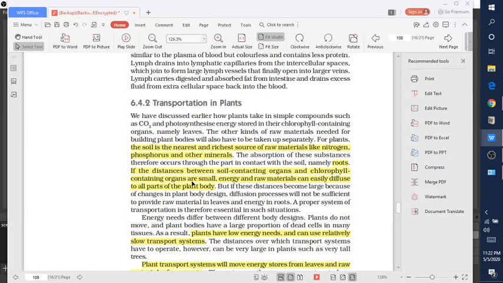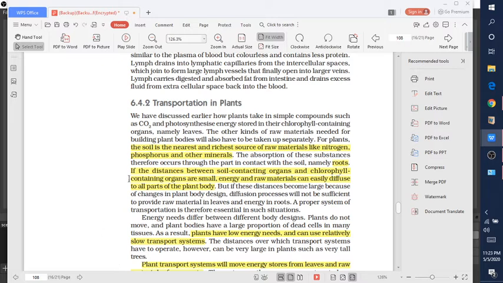So today we will start with the topic that is known as transportation in plants. What is transportation in plants? It is the process that involves the movement of water and necessary nutrients to all parts of the plant for its survival. So this is known as transportation in plants.